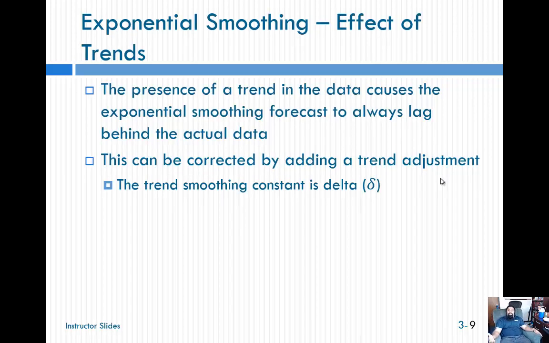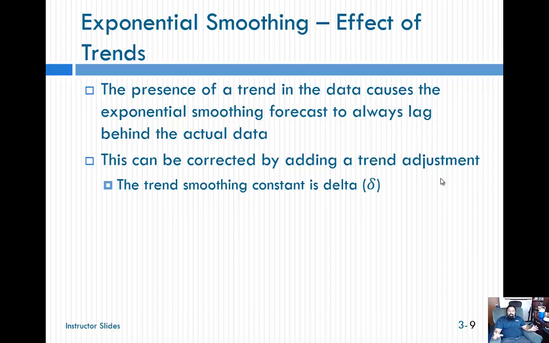If you want to include trend, we have to include a trend smoothing constant called delta, and that can take care of the trends.